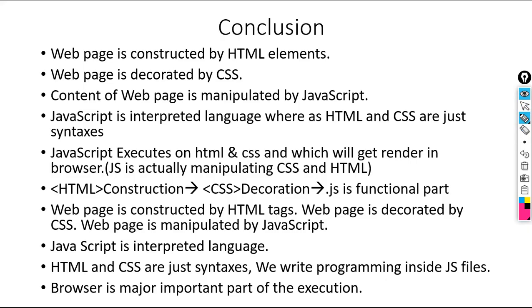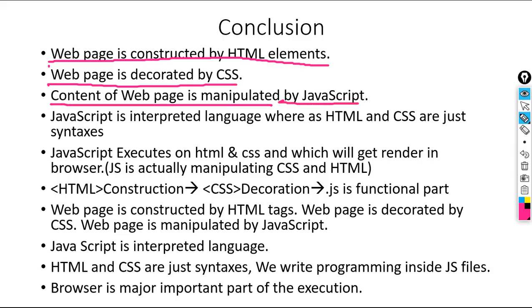A web page is constructed with the help of HTML elements. What is HTML? Hypertext Markup Language, which is a series of elements, where an element is a combination of content and tags. Tags are nothing but special symbols or codes. The web page is decorated by CSS. The content of the web page is manipulated by JavaScript. Functionality is provided with the help of JavaScript.